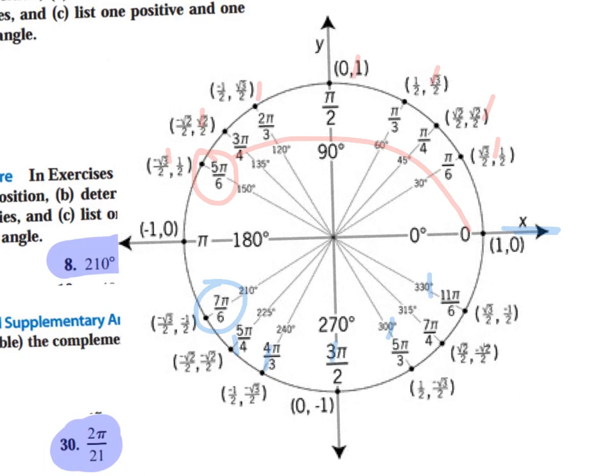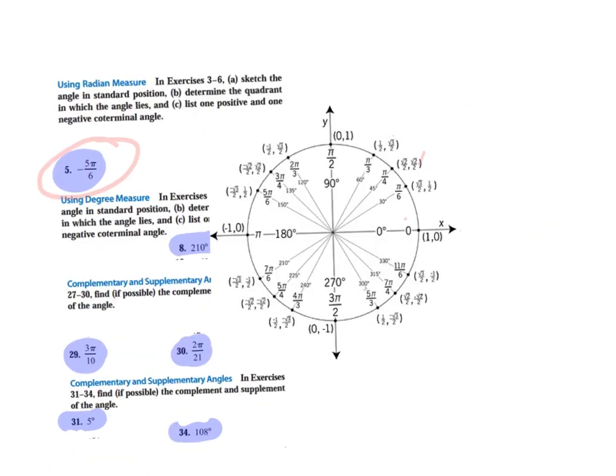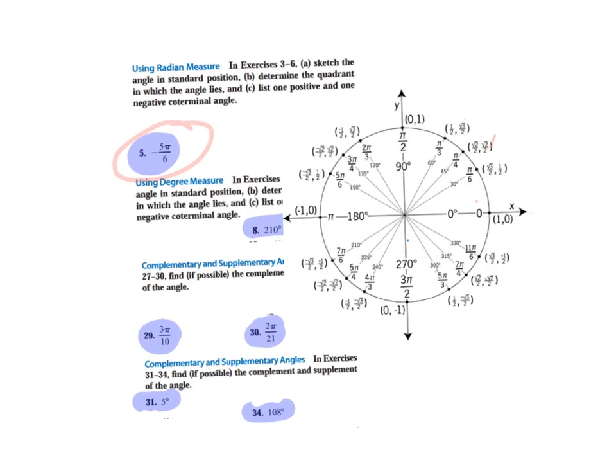Are we going to use the unit circle? Yes, I will give you a nice big unit circle. So is the answer just third quadrant? It's in the third quadrant, and then they ask you, this is a question that has a bunch of questions in it, but what do they ask you? Determine the quadrant, list one positive and one negative coterminal.